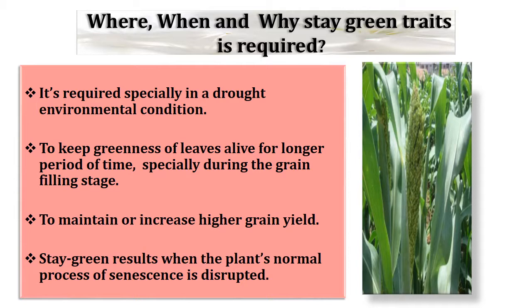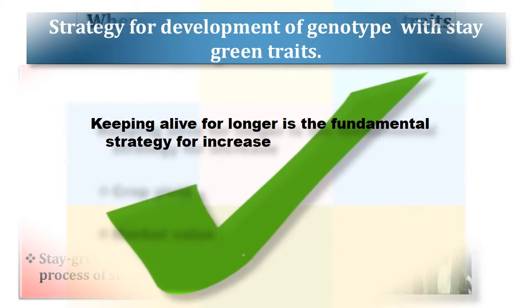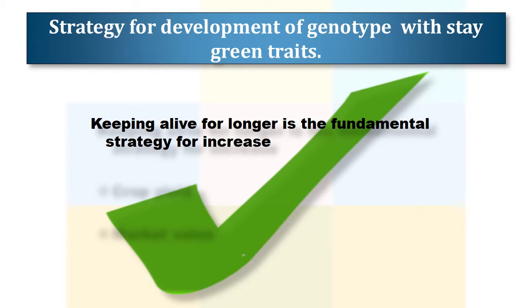Where, when and why are stay-green traits required? Stay-green is required especially in drought environmental conditions to keep the leaves green for a longer period of time, especially during the grain filling stage, to maintain or increase high grain yield. Stay-green results when the plant's normal process of senescence is disrupted. Strategy of development of genotypes with stay-green traits: keeping the crop alive for longer is the fundamental strategy for increasing crop yield or market value.